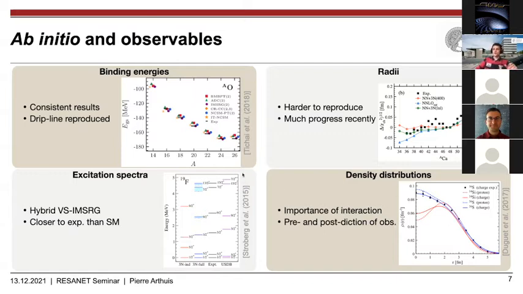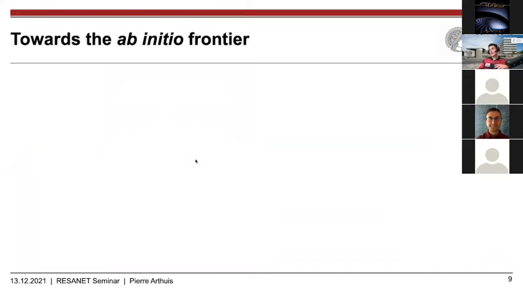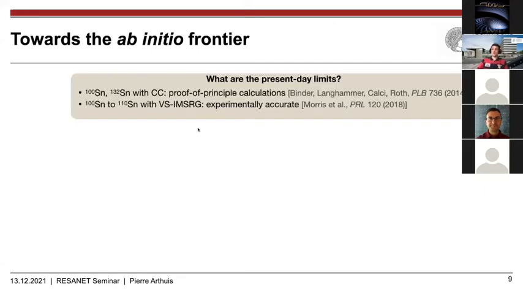So that was for kind of a broad panorama of what people are doing in the ab initio community. And now let's dive into our tin and xenon results. So the idea at the time was for us to try to do something at what was considered the frontier of the ab initio mass domain. That was the present day limits, or let's say the present day limits in 2019.